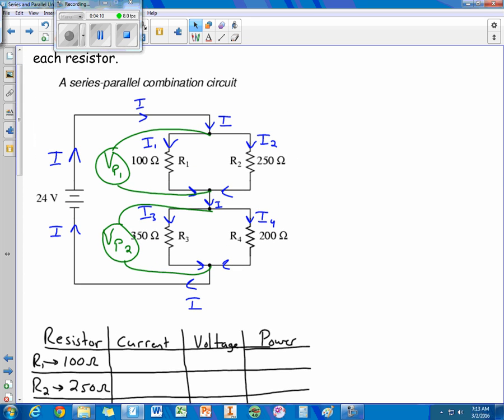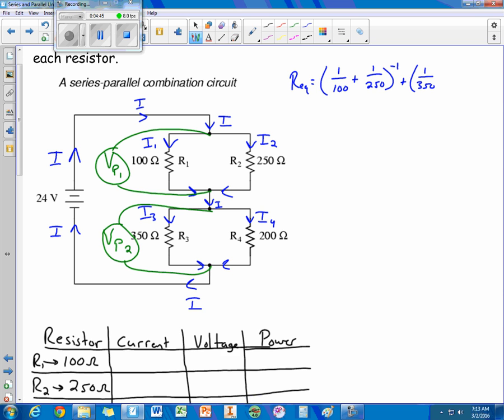Now we need to calculate the equivalent resistance. Well, as I see here, I've got 2 branches that are in series with each other, and parallel is 1 over plus 1 over. So this equivalent resistance, if I were just to write this out, it would be 1 over 100 plus 1 over 250, and I've got to remember to invert that, plus 1 over 350 plus 1 over 200. And we've got to remember to invert that.